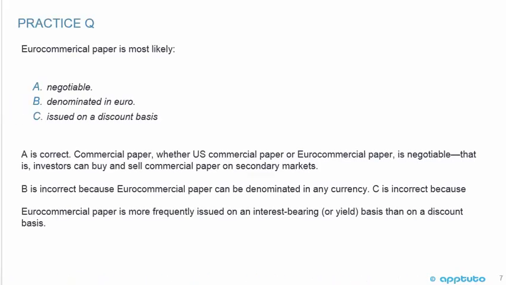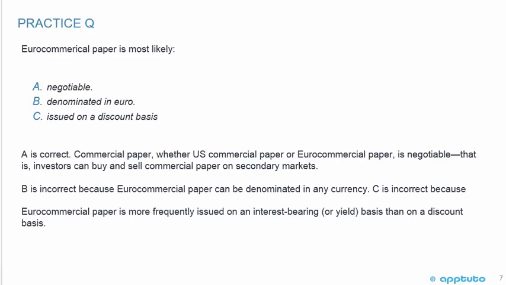A quick little practice question here. Euro commercial paper is most likely A, negotiable, B, denominated in euro, or C, issued on a discount basis. Now that question should be easy because we were just reviewing the table. Nevertheless, this shows you that if you get this type of question on the exam, you have to be up to speed on all your little factoids.